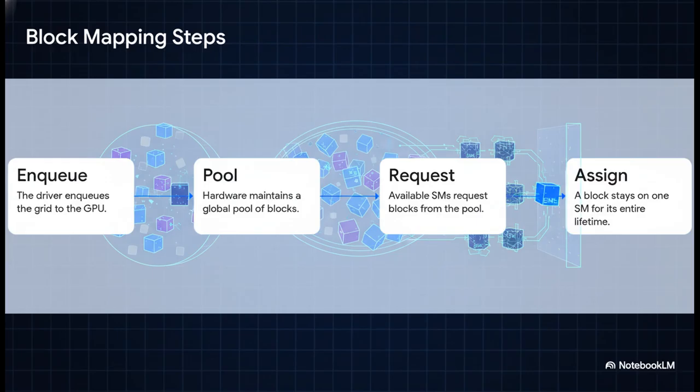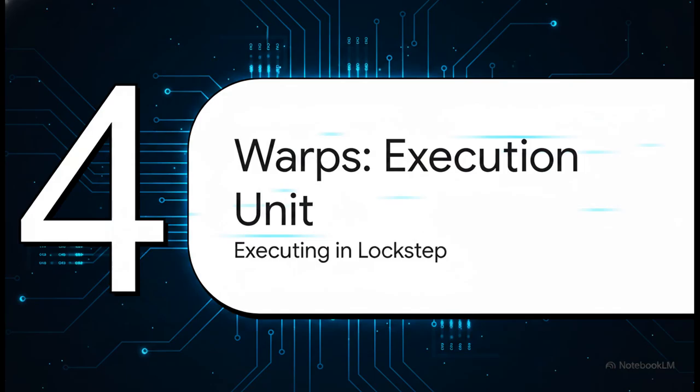Step 1, the driver enqueues your grid. Step 2, the GPU hardware sets up a global pool containing all those blocks you just launched. Step 3, as the individual SMs find available capacity based on their register and memory limits, they actively request blocks from this pool. And Step 4, this is absolutely vital to remember. Once a block is assigned to an SM, it stays on that single SM for its entire lifetime. It literally never migrates.